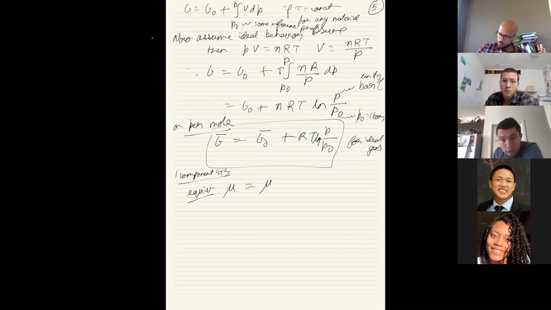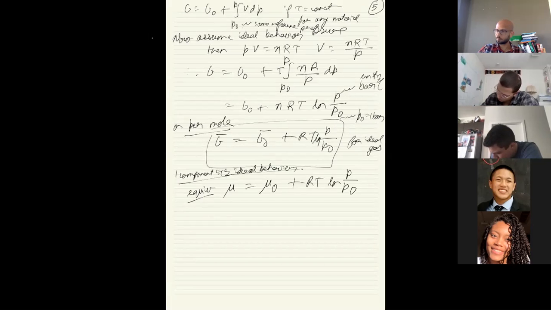Mu is equal to mu naught plus RT ln P by P naught. For a one component system, ideal behavior, this is true. And this also confuses people. It used to confuse me earlier. Wait, how did you get this? Now, this is only true for ideal behavior, right?